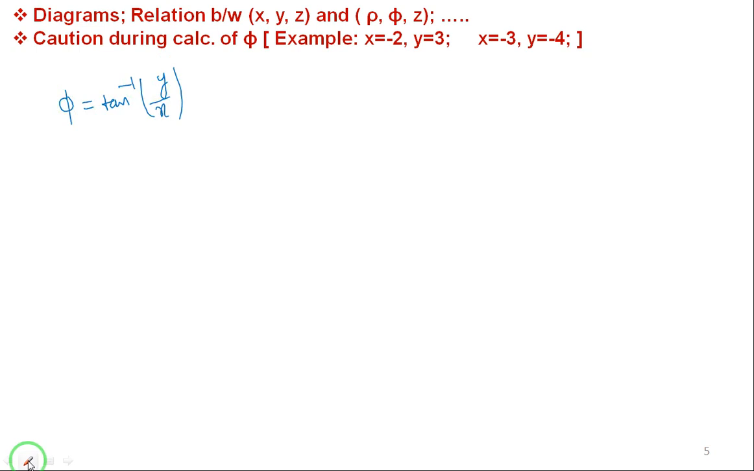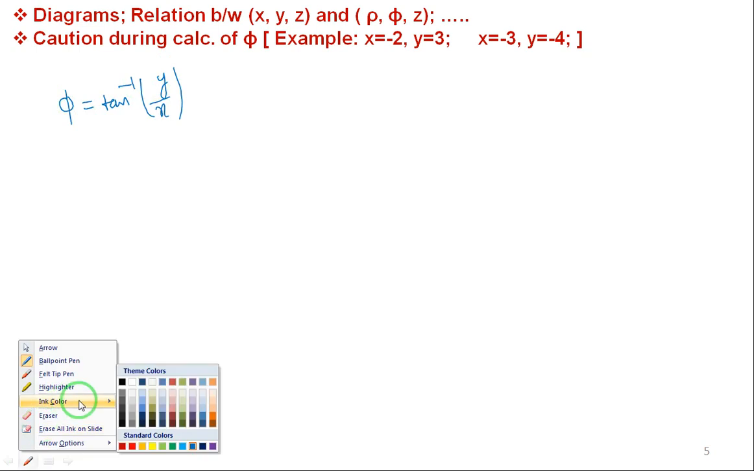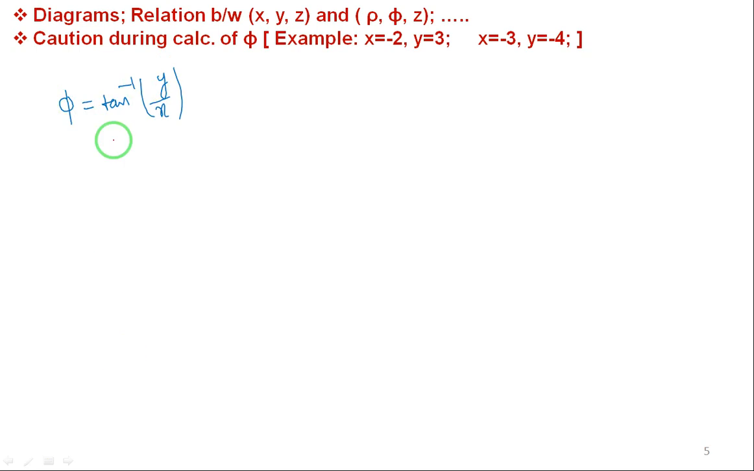Okay, I'll take a red pen. Let me once again draw the diagram, because the diagram plays a very vital role in understanding whatever I'm telling. First I'll draw this, then I'll take the diagonal so that it will be easy. This is x, this is y, this is rho, making angle phi with respect to the x-axis, and this distance is x, this distance is y.